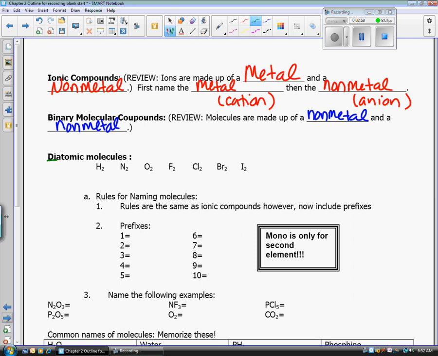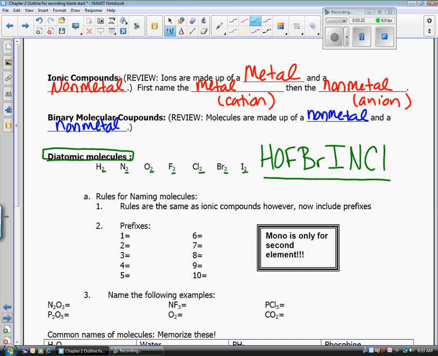These are diatomic molecules. Anytime these elements show up alone in an equation, they're always going to have this little number 2. Because they're so reactive, if there's nothing else to bond with, they'll bond with each other. And a way to remember it is an acronym. HOF, hydrogen, oxygen, fluorine. Bromine, iodine, nitrogen, chlorine. And if you say this word, it's Hofbrinkel. So I may say, oh, that's a Hofbrinkel.